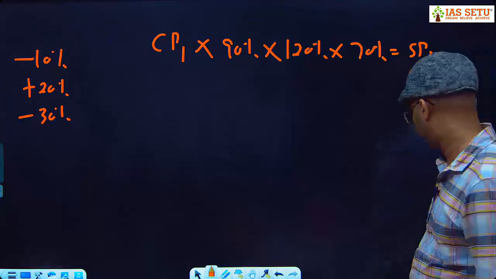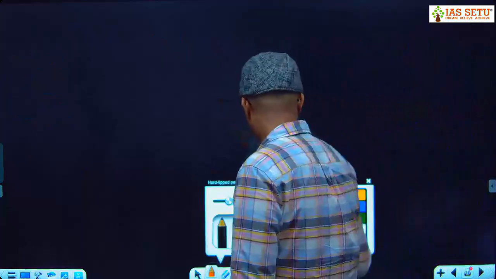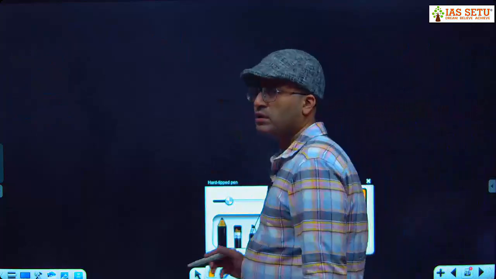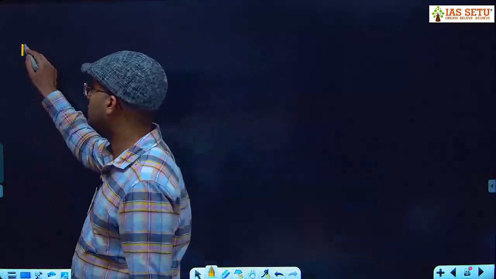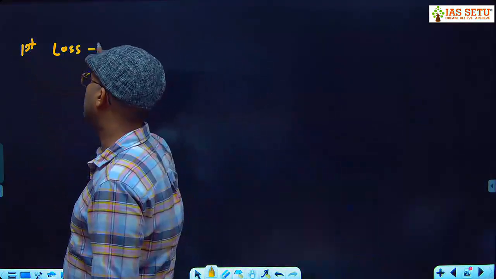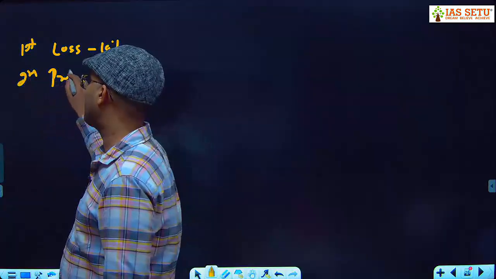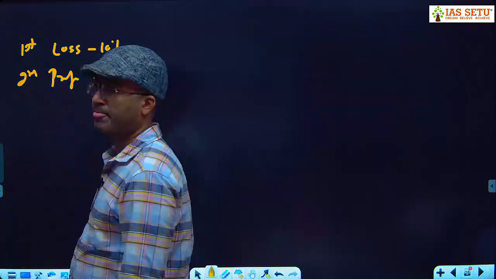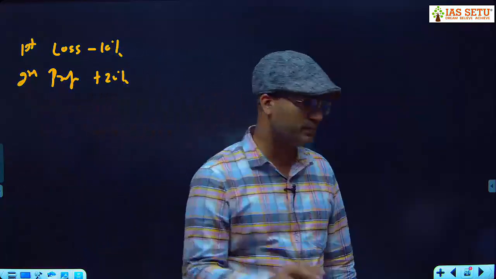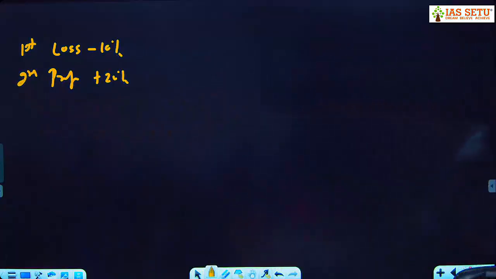Let me ask you a question. Try. This marker passes through two hands. Chain rule में 2 लोग हैं. First one suffers a loss of 10%. Second one makes a profit of 20%. पहले ने 10% का लॉस उठाया, दूसरे ने 20% का प्रॉफिट बनाया. ठीक है.